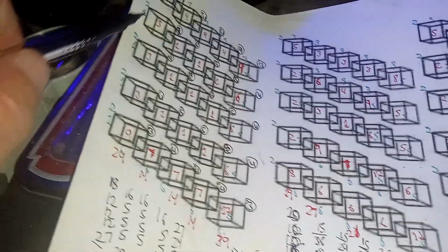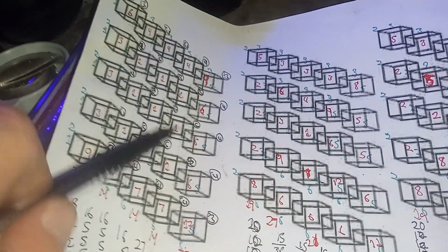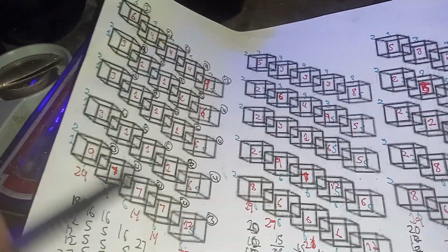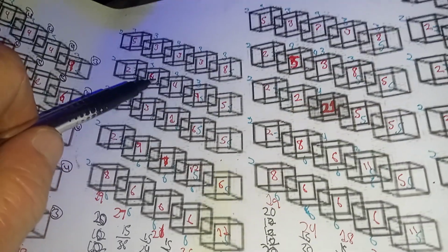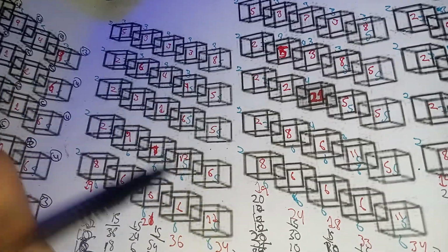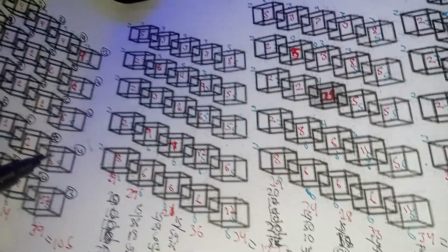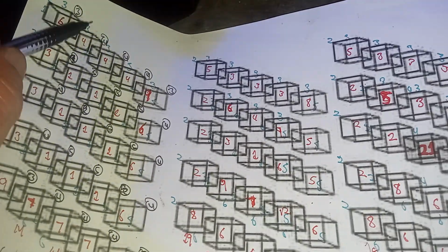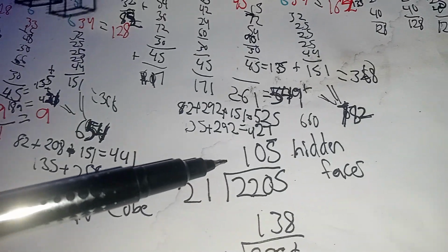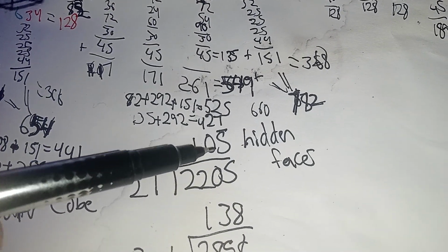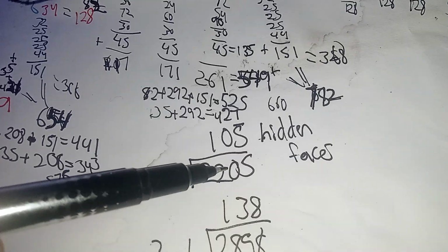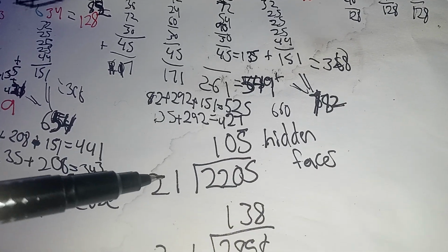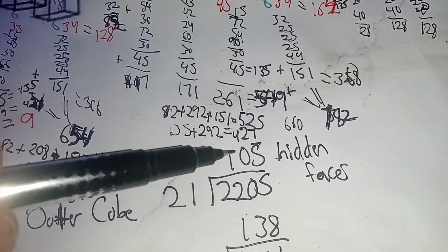There's 25 faces out here, 5, 10, 15, 20, 25, and 9 faces on this inner cube. Well, the synergetic part of it, you add up how many hidden faces there are, and it gives you a total for the outside, 2,205. 21 divides into it 105 times.